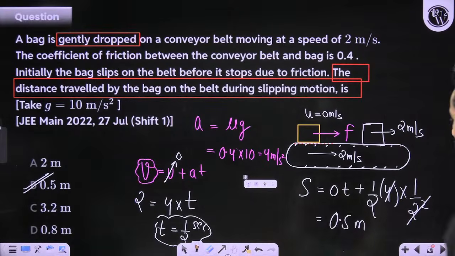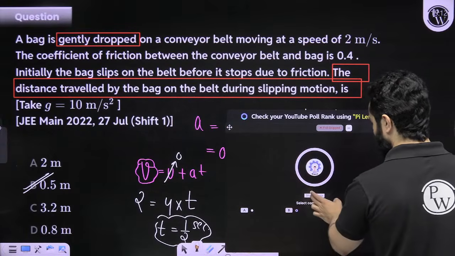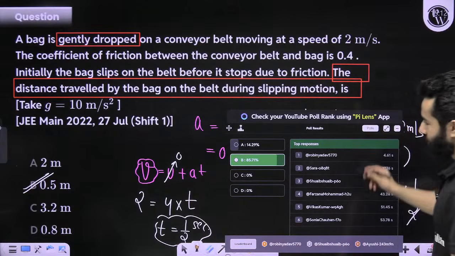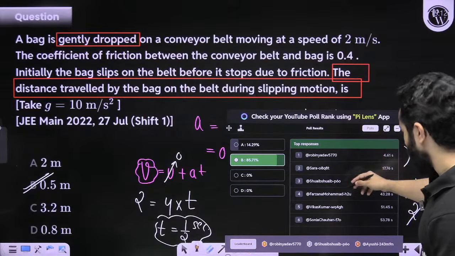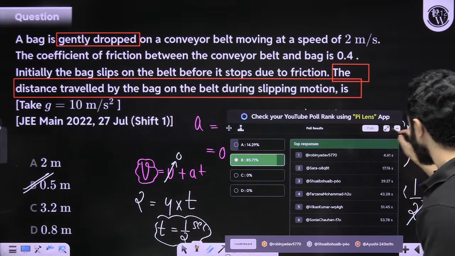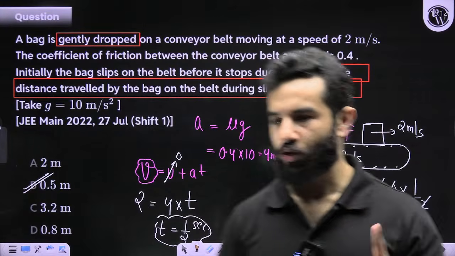Done? Any more doubt? B is absolutely correct. Okay, some of you have selected option A as well. Very good. Robin, Sarah, Shoaib, Farzana, Vikas, Sonia. Good. Let me know if any student has any doubt in this question.